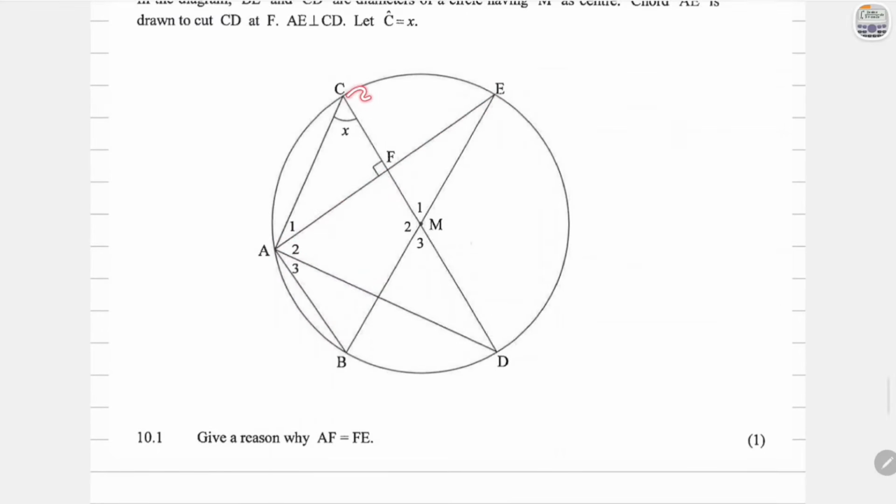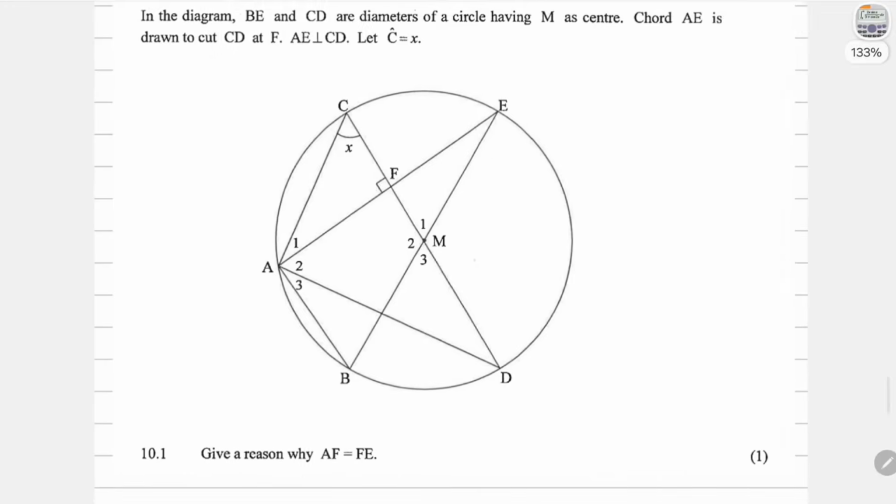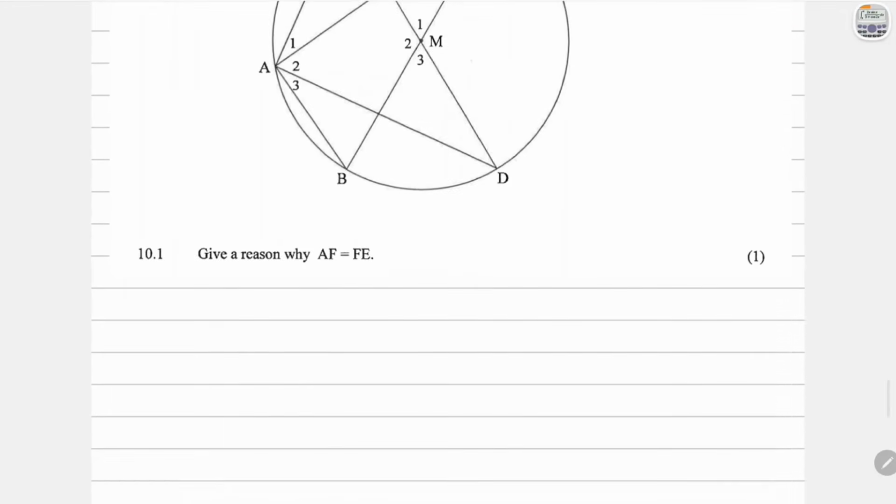Well, they told us that CD is a diameter. And so we have a line coming from the center of the circle perpendicular to this chord AE. And so therefore, it would bisect the chord. So that is why they are equal, okay, because of that first theorem. So we can just put that down.